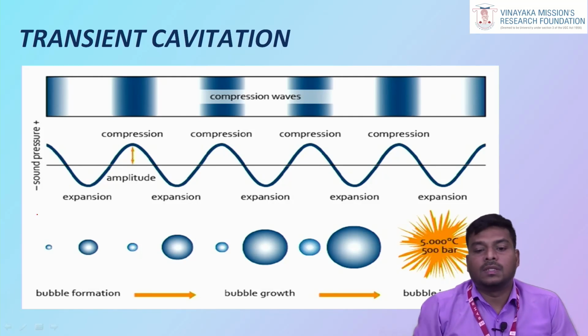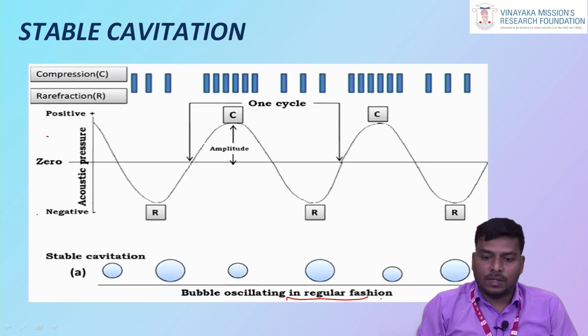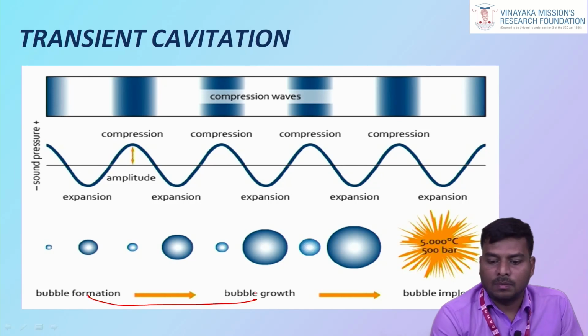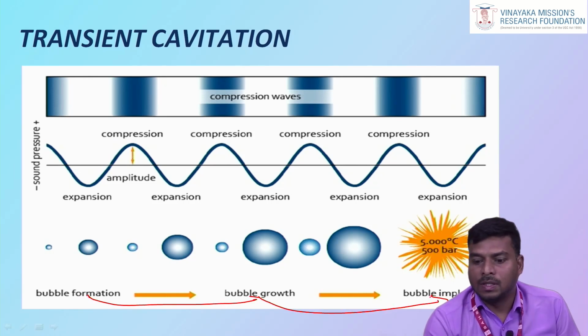Second, transient cavitation. Transient cavitation is dangerous to the tissue. Bubble formation, bubble growth and bubble collapse. We can see 5000 degrees Celsius is produced by that effect.